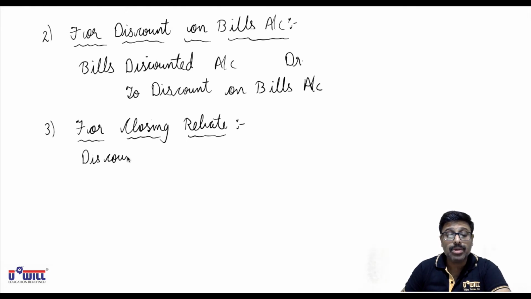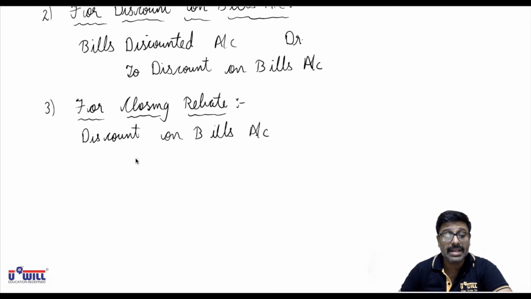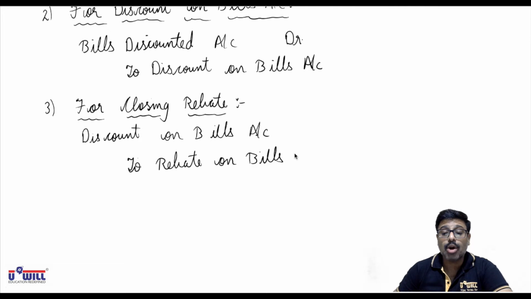So discount on bills account debit. I repeat, it is current year's discount income which belongs to next year. Since it belongs to next year, we have to decrease this discount income of current year. So we reverse and debit that. And we credit it to rebate on bills discounted account. What is the normal entry we pass for pre-received income? Same entry we pass here: income account debit to pre-received income.